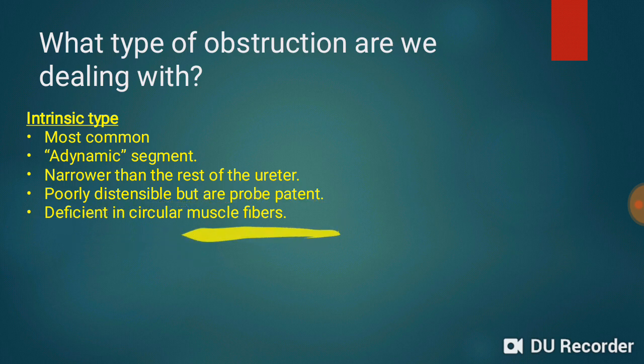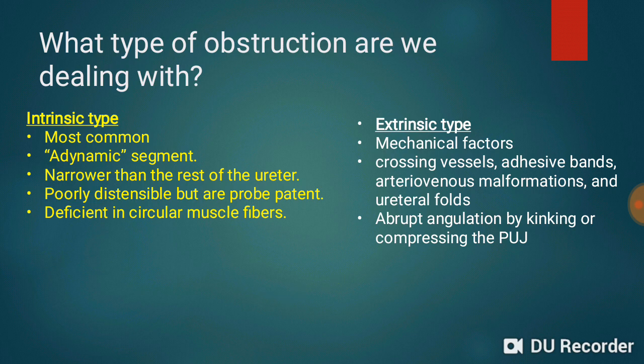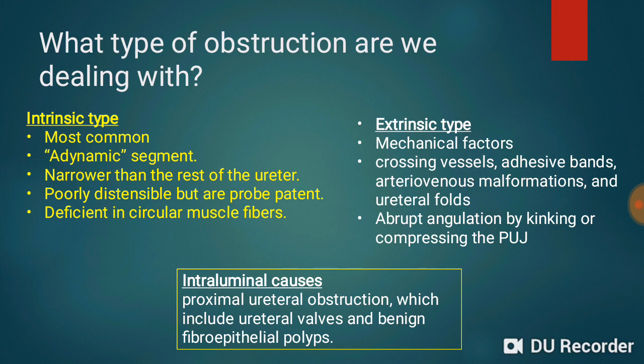There is a deficiency in circular muscle and a deficiency in the propulsive action or relaxation there, and that is an adynamic segment, which is the most common cause for pelviureteric junction obstruction. Extrinsic obstruction can be due to mechanical factors like crossing vessels, adhesive bands, arteriovenous malformations, and ureteral folds. Abrupt angulation by kinking or compression of the pelviureteric junction is one of the causes for extrinsic obstruction. There can also be intraluminal causes, which are comparatively rare in pediatric patients, like proximal ureteral obstruction, which includes ureteral valves and benign fibroepithelial polyps.